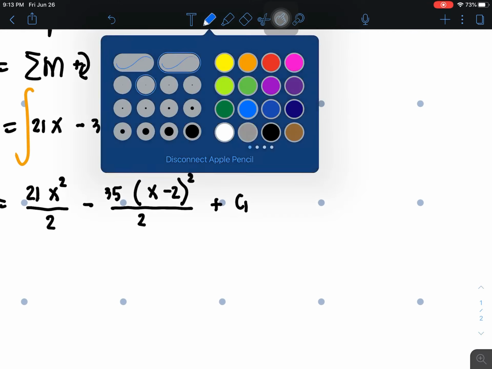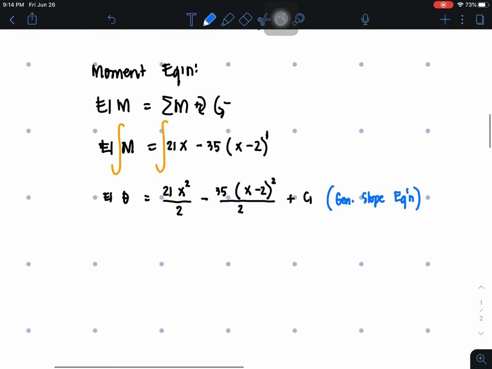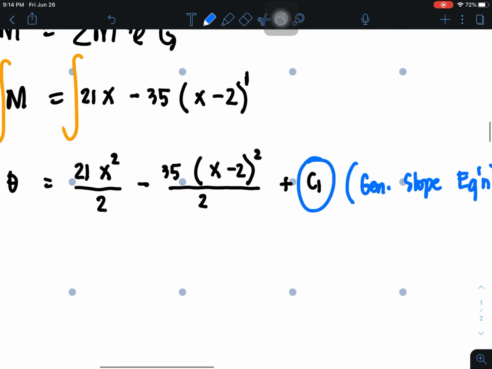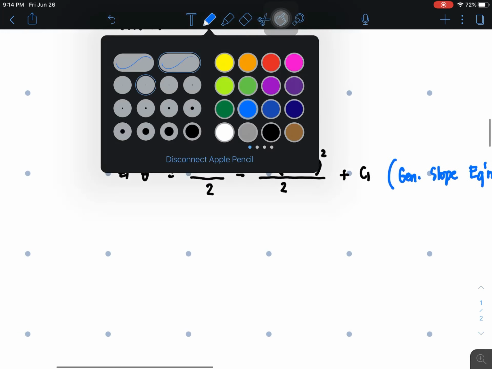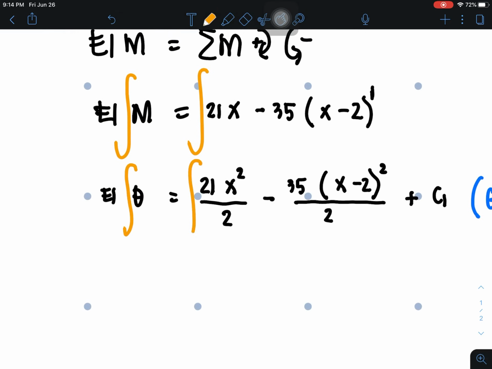So this is your general slope equation, not the solution yet. Later on, we're going to get the solution, meaning C1 will be eliminated. That's how we are going to evaluate. Next, let us proceed and integrate further.